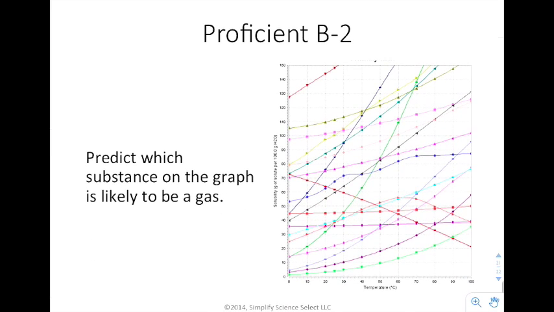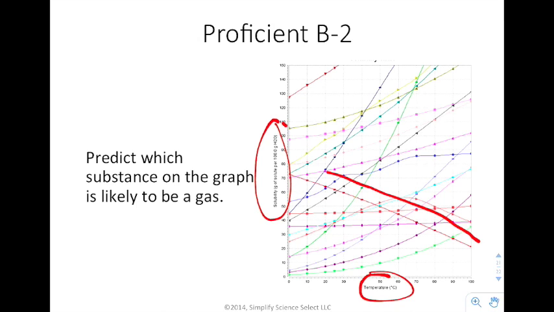Finally, it says which of these substances is likely to be a gas, and if you look, we see temperature and we see solubility. The ones that we would expect to be a gas would be the ones that decrease as the temperature increases.